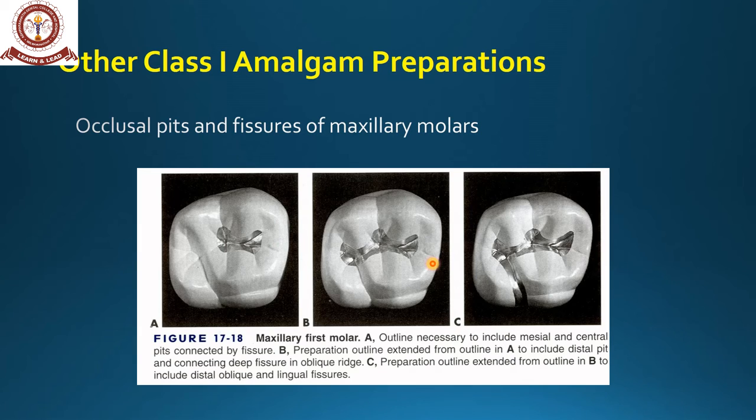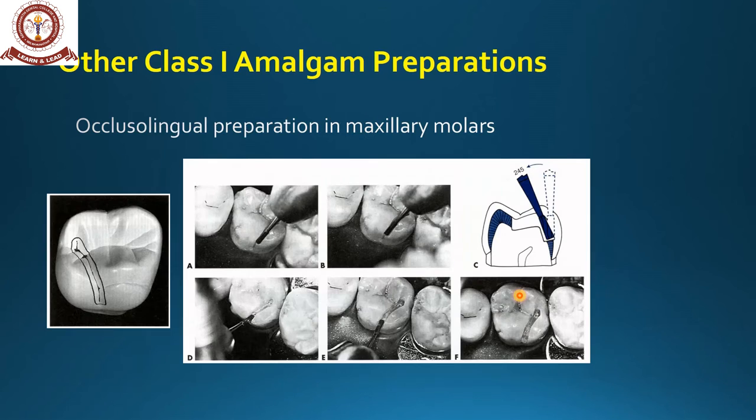Next, the occlusal pit and fissures of maxillary molars. Here also, it is similar to the mandibular second premolar. If the caries extends into the fissure palatally, then you have to extend the cavity towards the fissure also. How will we prepare? How will the outline be? I will explain that later.